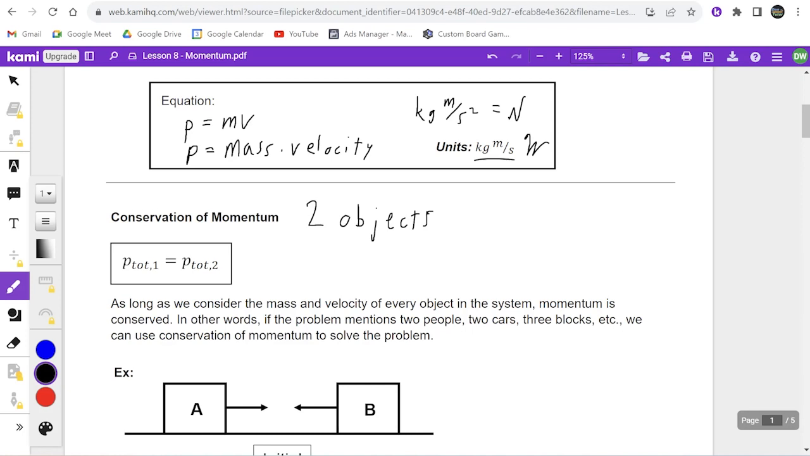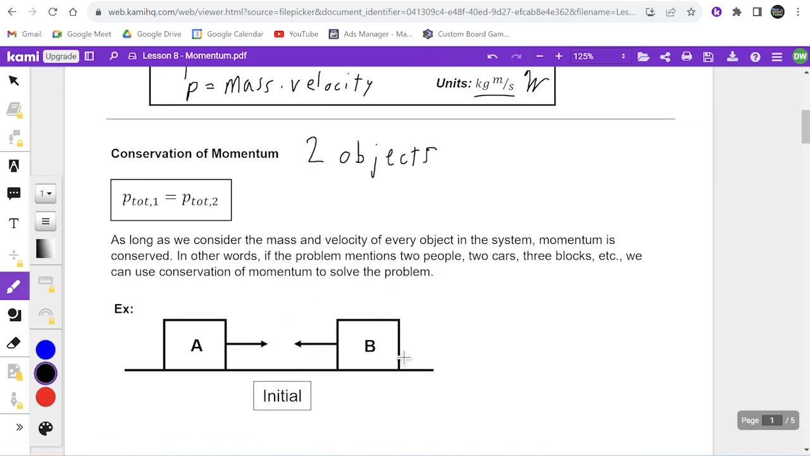Technically, it can be more than two objects, but for the examples we're looking at today, we're just going to be looking at two objects. And if you do have two objects, like for instance, block A and block B down below, momentum is going to be conserved. You don't have to worry about friction. You don't have to worry about anything else. P total 1 equals P total 2. I'm also going to call it initial and final today. I'm not going to call it 1 and 2.